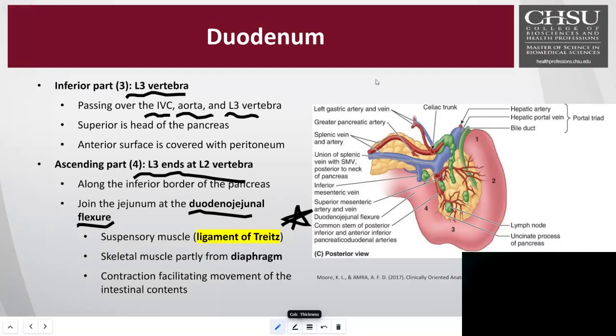We left off on the duodenum, and I said that there are 4 parts, right? 4 parts to the duodenum. The third part is right at the L3 vertebrae, which passes over your IVC and aorta. It also includes parts of the superior head of pancreas.